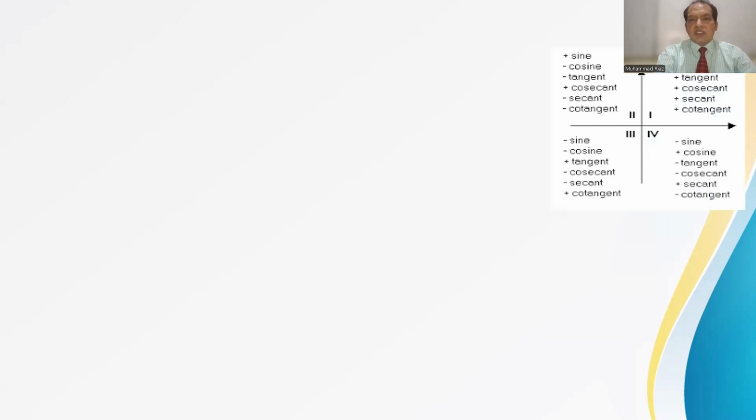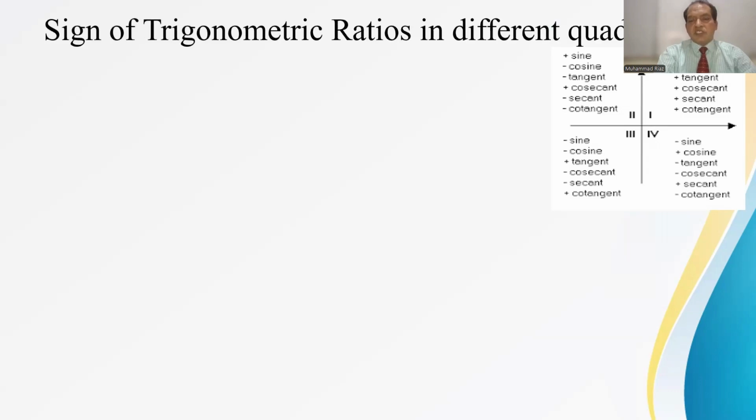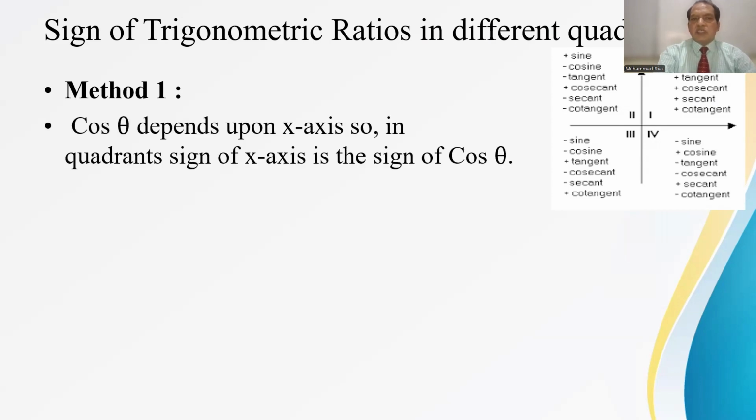Now, the other important thing is the sign of trigonometric ratios in different quadrants. We will find the signs of trigonometric ratios by different methods. Here we will discuss a few methods. Method number 1: as you know, cos theta depends upon the x-axis.